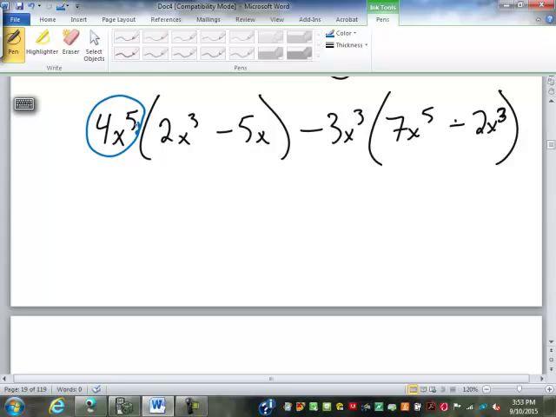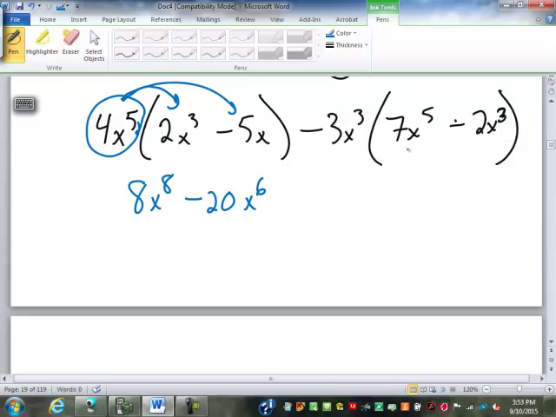Once again, I'm multiplying by a 4x to the fifth. 4x to the fifth times 2x to the third is 8x to the eighth. Good. 4 times 2 is 8. X to the fifth times x to the third is x to the eighth. 4x to the fifth times the negative 5x is negative 20x to the sixth. Good.